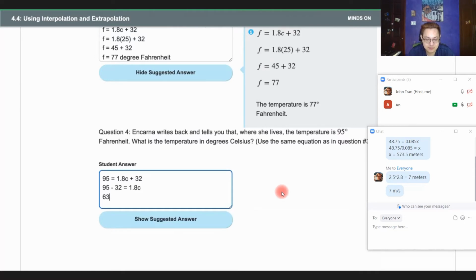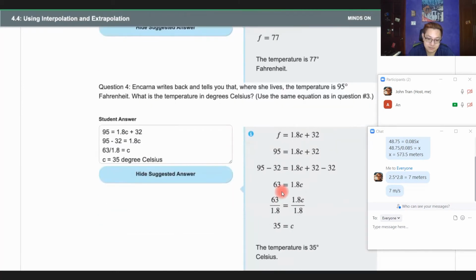So then 63 divided by 1.8 equals C. C is equal to 35 degrees. So yeah, I got it right.